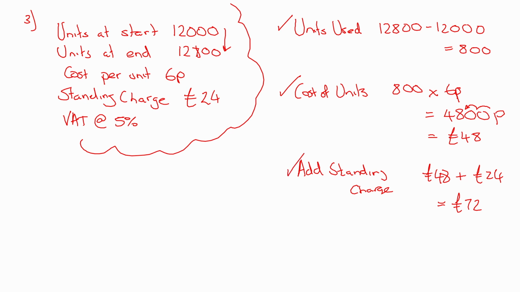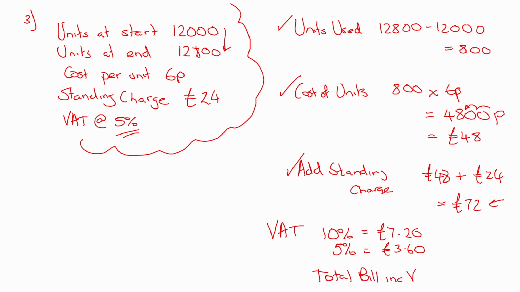Done. And finally, in come the government and say, work out 5% of that number, add that on and give that to us. So 10% of £72. This time we divide by 10 because this is the original, the 100% amount. So 10% of that would be £7.20, but we're not being charged that. We're being charged 5%, which is half of £7.20, which is £3.60. We then have the total bill including VAT, which is the £72 plus the VAT, and we're up to £75.60. And that is a utility bill calculation.